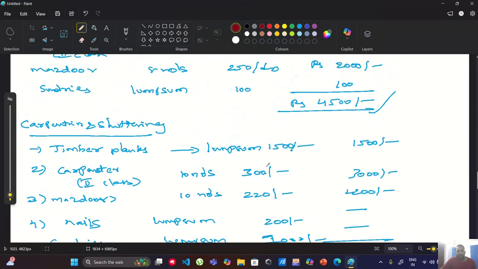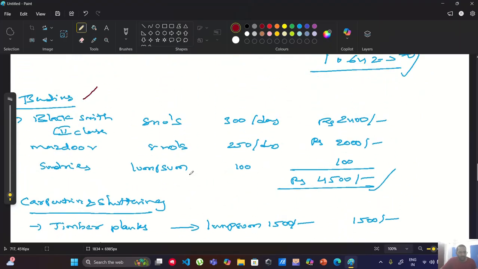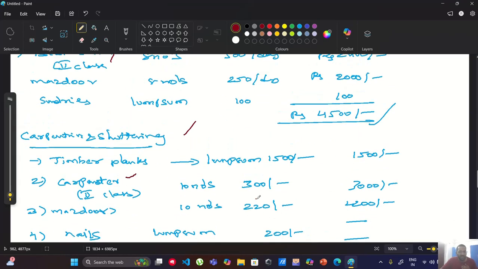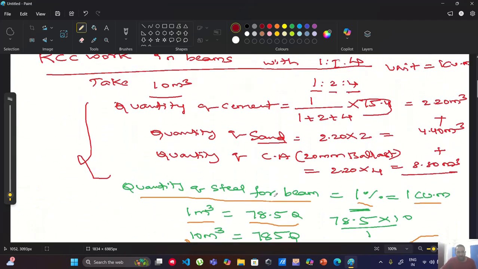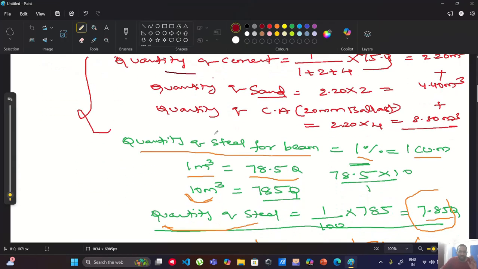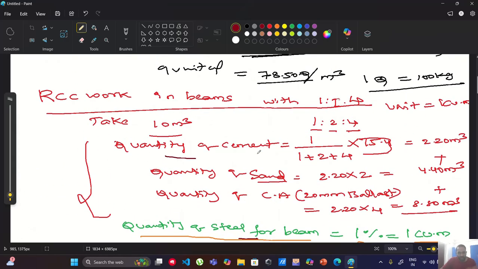It is a bit different when compared to the previous one, because two types of labors are added here. Bending labors are added and carpenter and shuttering labors are added. In bending we call it blacksmith, in carpentering we call it carpenter second class. So like that we have to add. These are very easy problems, all rate analysis. We have to remember the standard concepts. One is how to calculate the quantities, and what is the density of steel per cubic meter. When you remember all these things, then only can you easily understand and calculate the rate analysis.